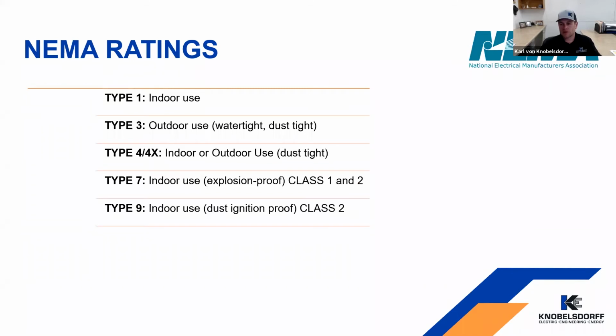Now we're going to talk a little bit on the different types of enclosures and NEMA ratings and type ratings that you would see in your facility. So we have a Type 1 rating, which is for indoor use. Type 3, which is outdoor, watertight, dust tight. Type 4 and 4X, which is indoor or outdoor dust tight. Type 7 is indoor explosion proof, Class 1 and 2. And then Type 9, which is indoor dust ignition proof, but Class 2 only.